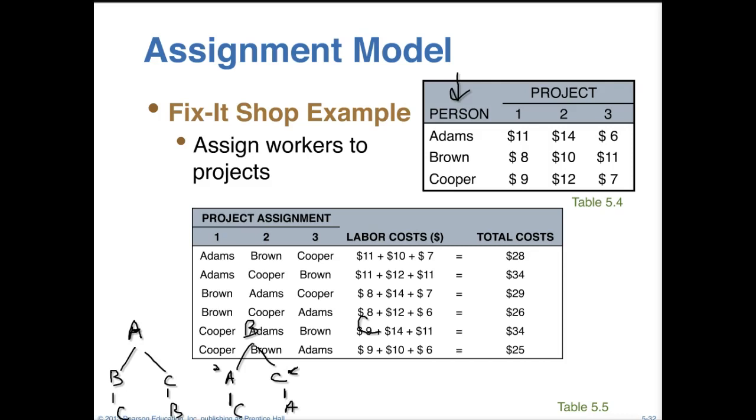And then similarly, if Cooper does project 1, then Adams and Brown can do project 2. And if you choose Adams, then that means Brown has to do the third one. If you choose Brown, it means Adams has to do the third. And so that's how we come up with all these different scenarios. So this is the A, B, C scenario. This is the A, C, B scenario. This is the B, A, C scenario. And so on and so forth.